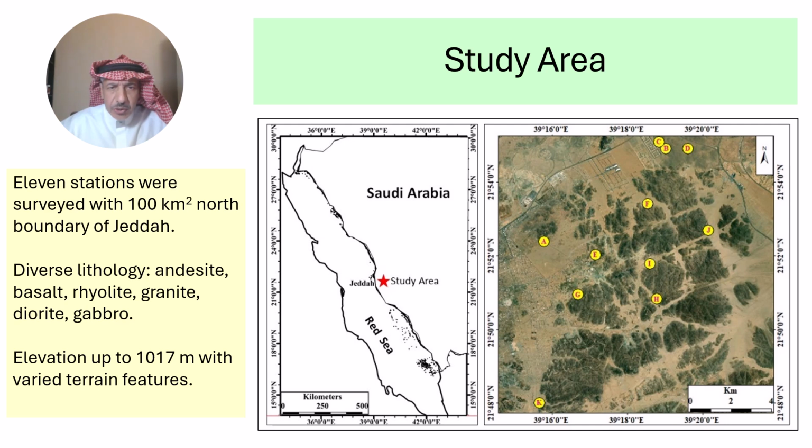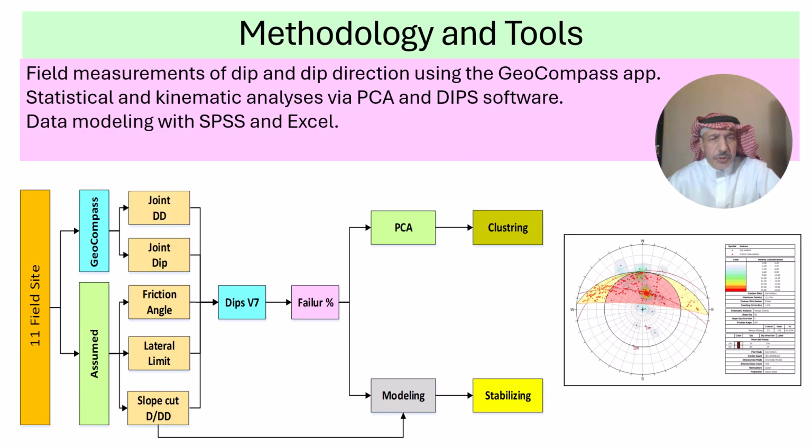The study area is located in Jeddah city, Saudi Arabia, with an area of 100 square kilometers, and 11 sites were selected. The lithology of this study area includes andesite, basalt, rhyolite, granite, diorite, and gabbro. The elevation of the study area is around 1 kilometer above sea level, with varied terrain features.